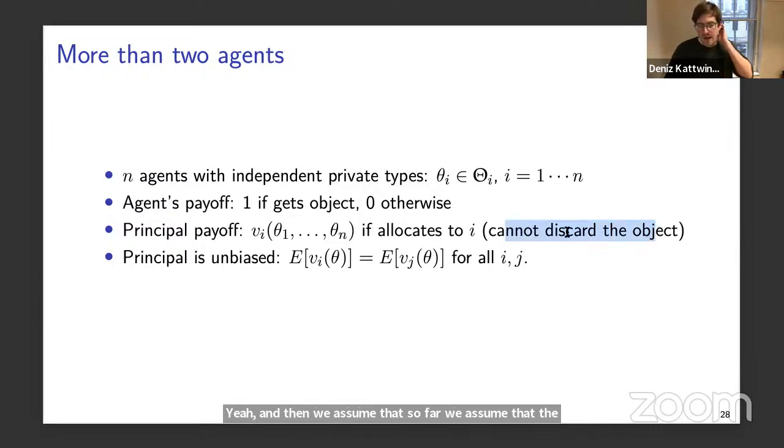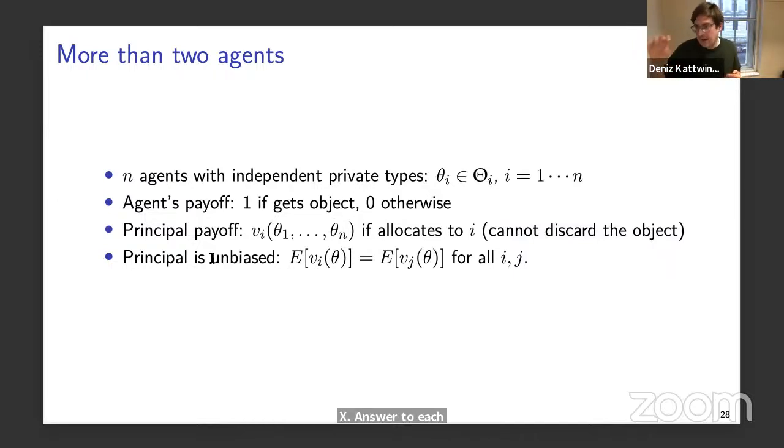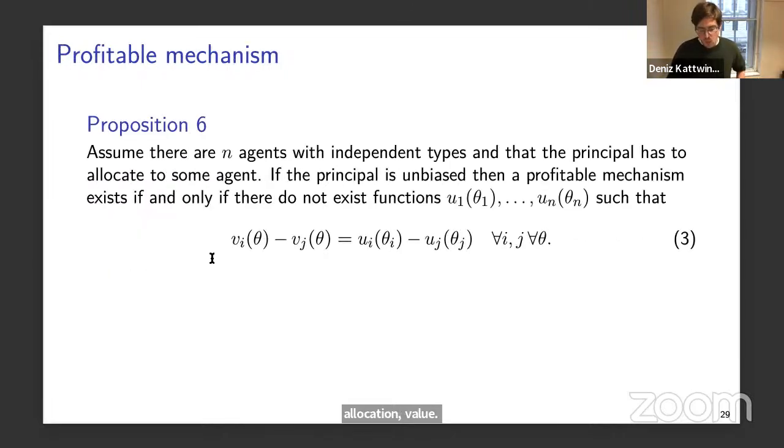And then we recover our unbiasedness assumption. Here, in this case, unbiasedness means that the principal is indifferent between giving the good ex ante to each agent. So each agent ex ante, in expectation, gives the principal the same allocation value. Okay, and with this we are ready to formulate our proposition.